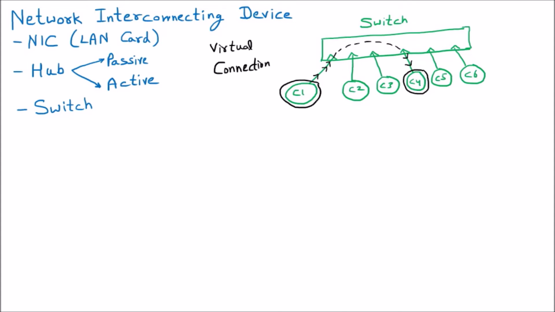Now let us suppose that there is one more computer, C6, that also wants to communicate with C2 at the same time. But we know that the switches are very intelligent. So the C6 computer will send the data to the switch. Now it will create one more virtual connection and send the data to C2. So this way there is no collision. These are the very good advantages of the switch over the hub.